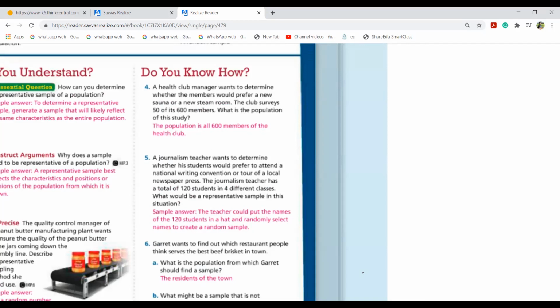The population is all 600 members. Girls, remember the word population means you need to say all of them. In that you can select, that is the random selection. 50 is the random selection. 600 is the population.